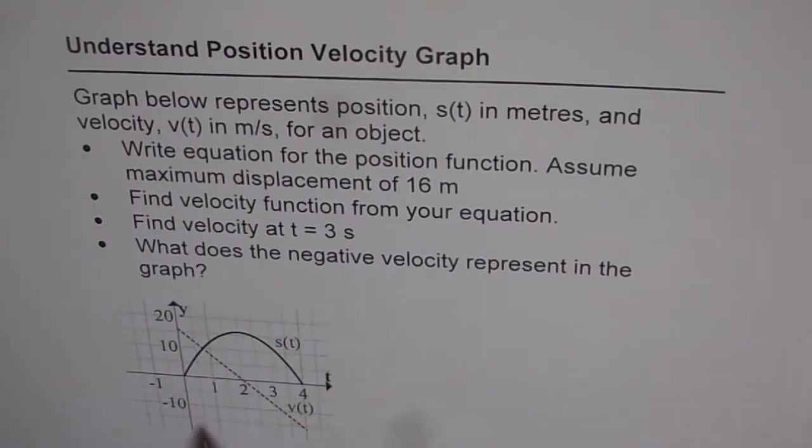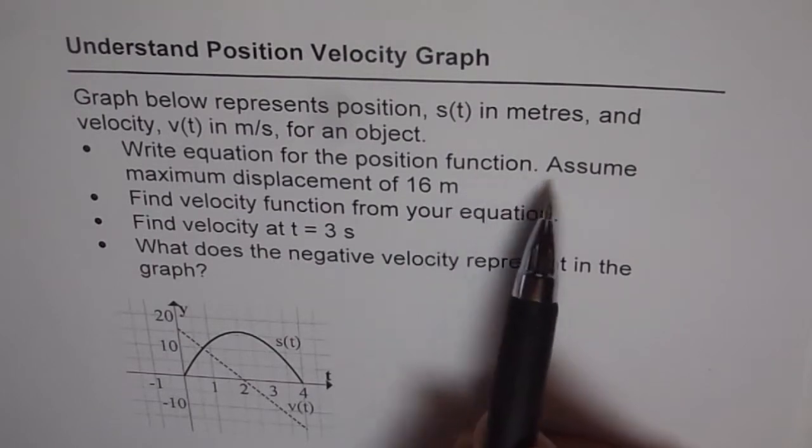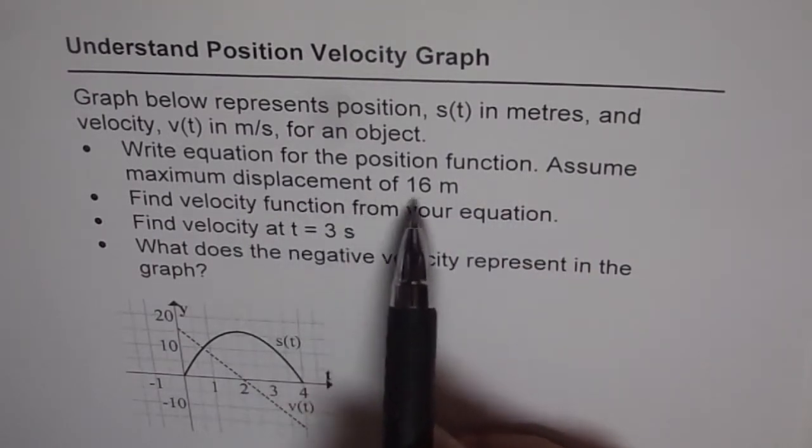So here is a graph. This graph solid line is displacement, and this dotted line is actually representing velocity of the same displacement. Believe it or not, it is the same object and the same displacement, which is being represented by two different graphs. Of course, the units will be different, right? So we'll consider units also. Now, the question is, write equation for a position function. Assume maximum displacement of 16 meters.